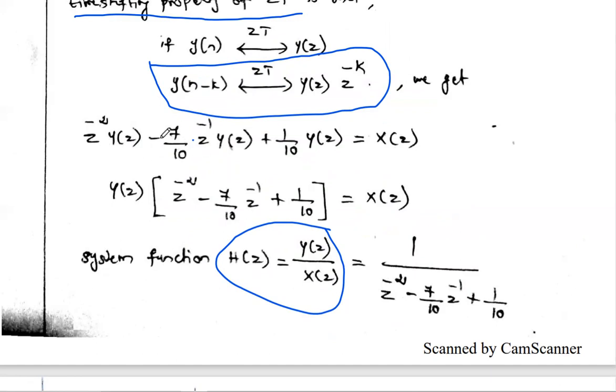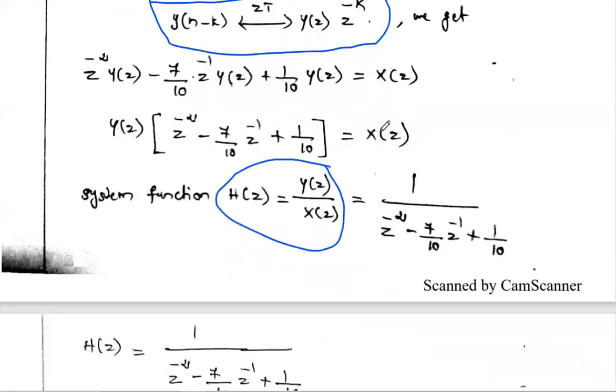Next, on the left side, all terms have the Y of z term in common. So you take Y of z as common. How can you write it? Taking Y of z as common: z power minus 2 minus 7 by 10 z inverse plus 1 by 10, which is equal to X of z.